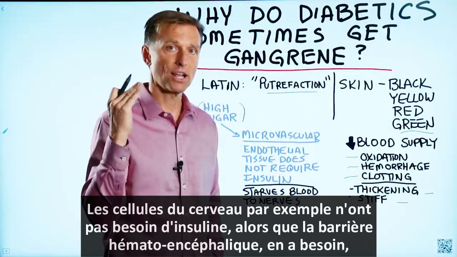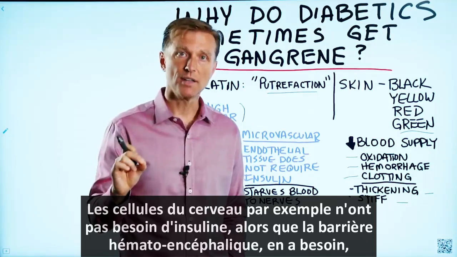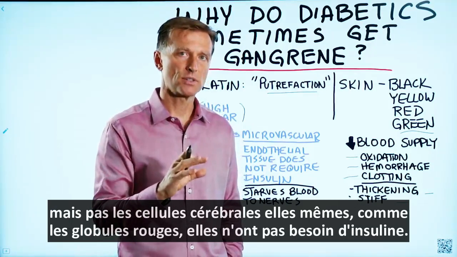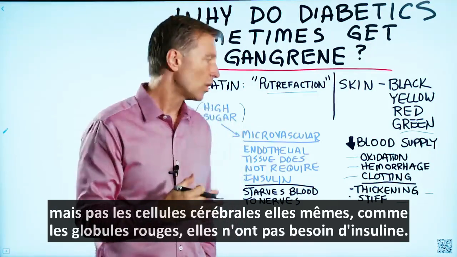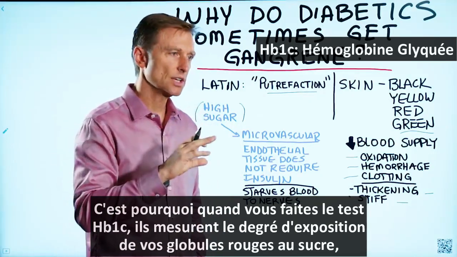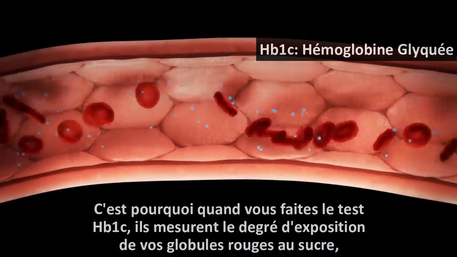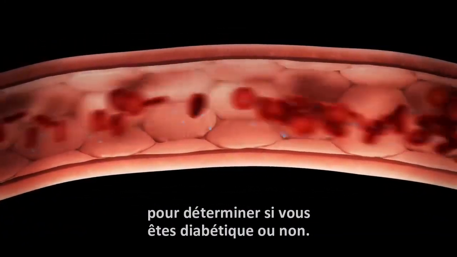The brain cells, for example, don't require insulin. You have the blood-brain barrier, which does, but not the actual brain cells. The red blood cells don't require insulin. And this is why when you get a test that's called A1C, they're measuring the amount of exposure of that sugar to the red blood cell to determine if you're a diabetic or not.